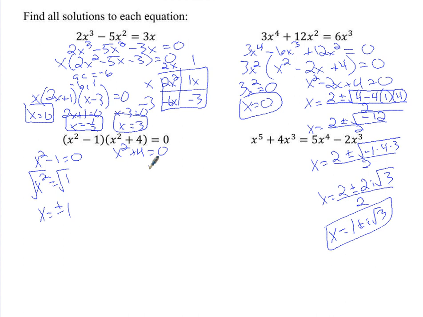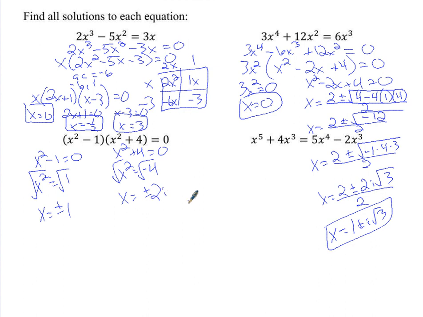Over here, I can use the same idea. I can use the square root property. So I'm going to subtract 4 from both sides. X squared equals negative 4. And then square root both sides. And I get x equals what? Plus or minus 2i. Nice job.